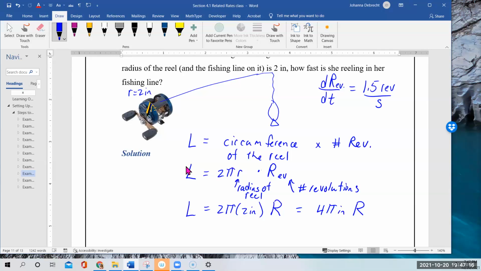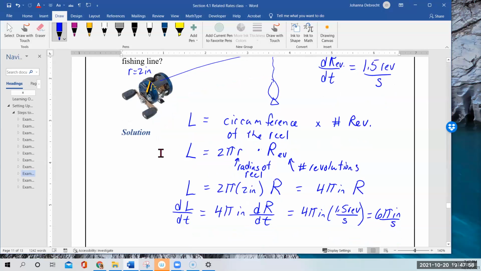Now that I have a relating equation between revolutions and length of the fishing line, I can take the derivative of both sides of the equation. This gives me 4 pi inches times the derivative of the revolutions with respect to unit time. Then I simply replace the dR/dt with 1.5 revolutions per second. Now, revolutions is one of those weird units like radians that pops in and pops out when it's no longer needed. This ends up giving me 6 pi inches per second.